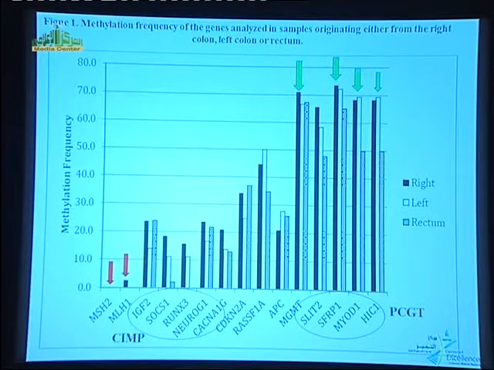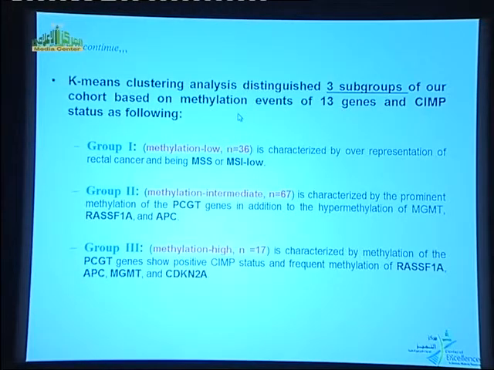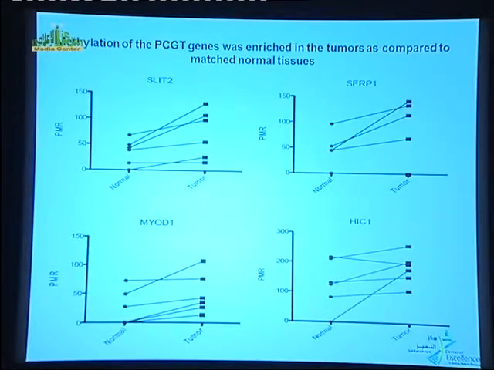We extracted this methylation profile to find whether it acts as a prognosticator. One very interesting finding is that the polycomb group genes, SLIT, FRB1, MyoD, and HIC, are mainly methylated in the tumor compared to the matched normal. This is the matched normal, and here the tumor is highly methylated as compared to the matched normal.